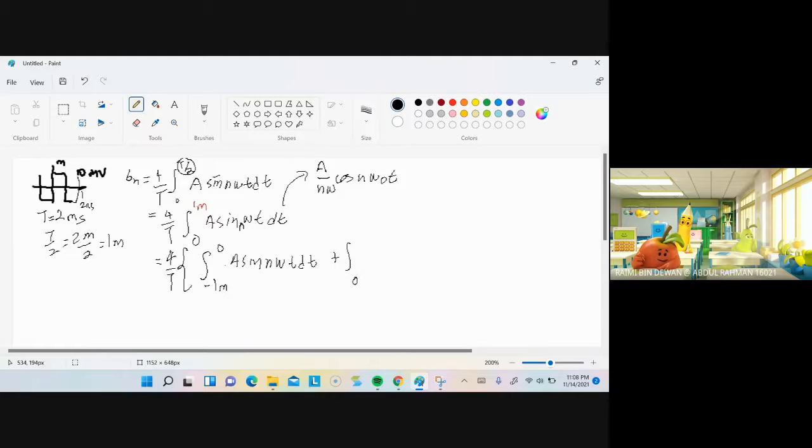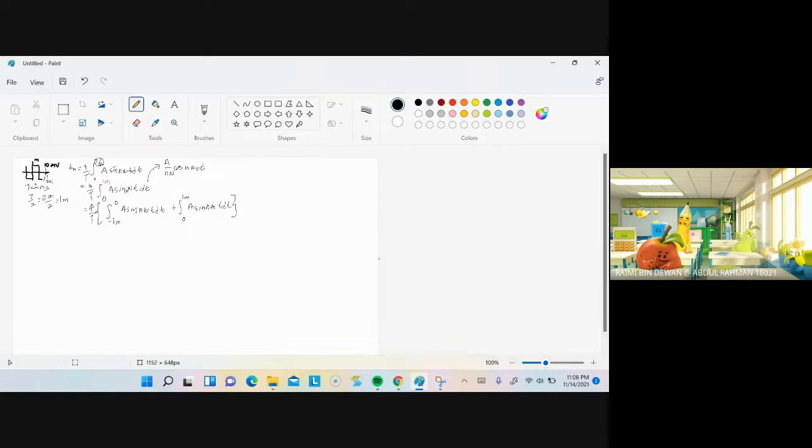Like this. And then you have 1 milli. Remember it's milli, because it's time in half. It's actually 2 divided by 2, which is 1 milli. The A n sine n omega t dt. Close your bracket.